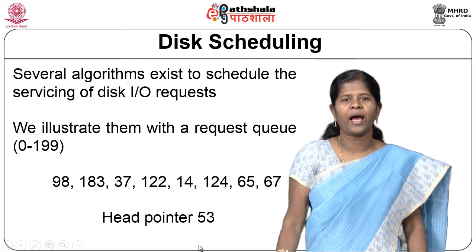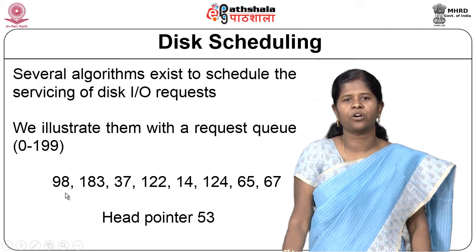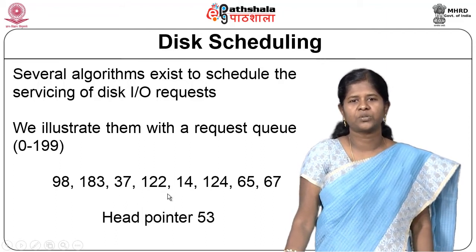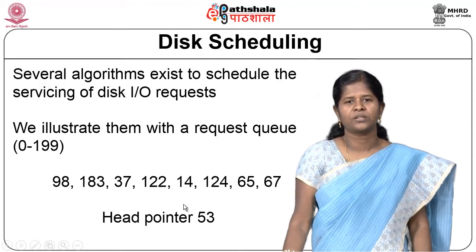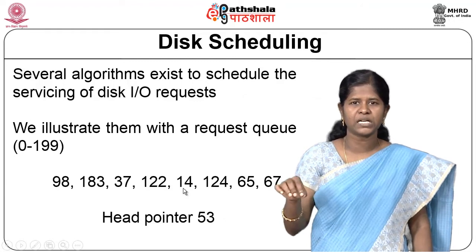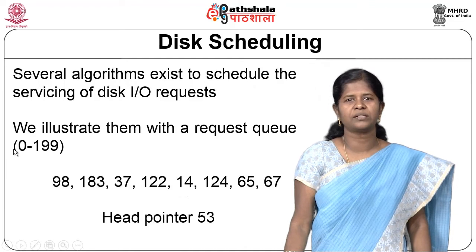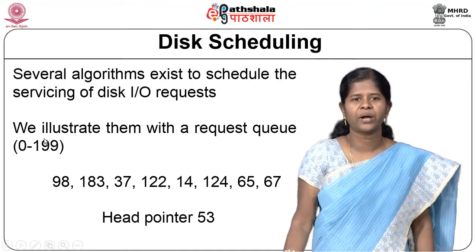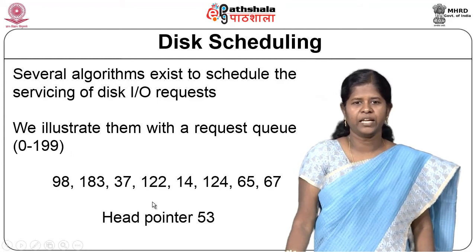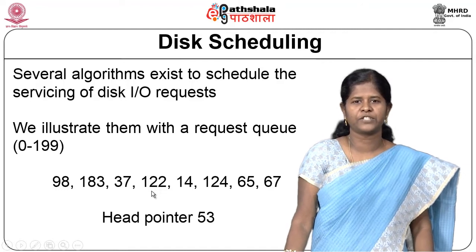There are several algorithms available to schedule the servicing of disk I/O requests, and suppose you have a request queue like this. Say you have requests for cylinders 98, 183, 37, 122, 14, and so on. These numbers correspond to different cylinders of the disk. Totally, say there are 200 cylinders numbered from 0 to 199. Say currently the head is kept over cylinder number 53.